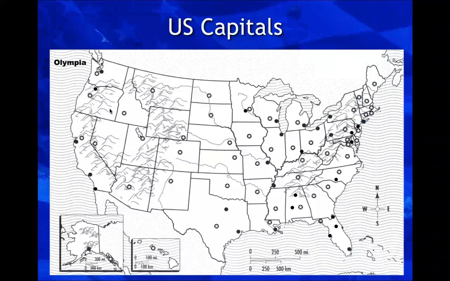So starting up here with Washington, the capital is Olympia. The capital of Oregon is Salem. Capital of California is Sacramento. The capital of Alaska is Juneau, okay? And notice how it's not this black dot here, but it's in the islands kind of along Canada's coastline. That is where Juneau is located. And then the capital of Hawaii is Honolulu, right there on the island of Oahu.